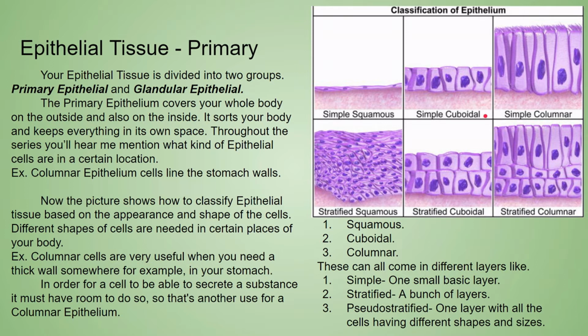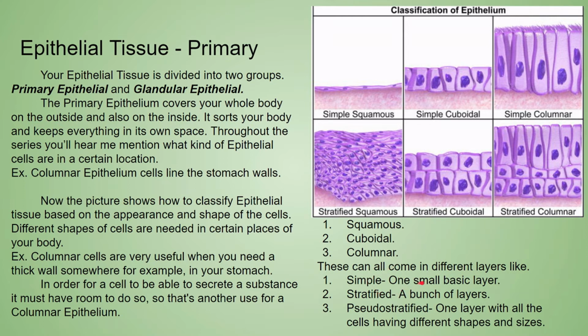Simple cuboidal cells are a bit larger. They're not flat like squamous cells, and they can secrete substances and absorb nutrients. And it's the same for simple columnar, except there's even more room for substances to be made and secreted in columnar cells.